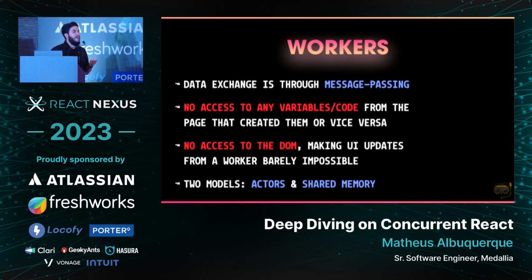The first thing is you don't have access to variables or even code from the page that created them, and vice versa. And the second thing is you don't have direct access to the DOM. So if you want to make UI updates from within a worker, that's quite tricky. And the last thing is if we are working with workers, we usually end up with two abstractions: the actor model and the shared memory model.